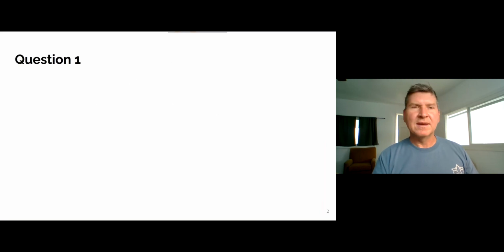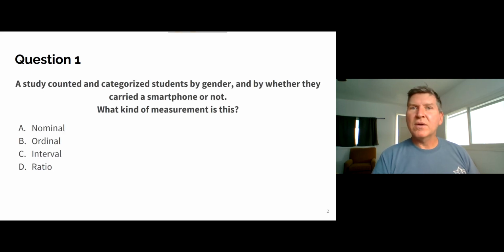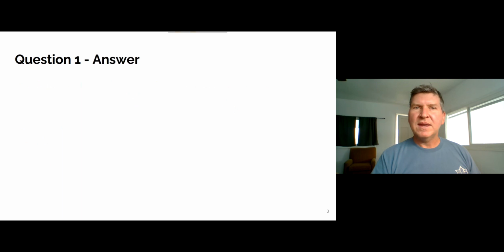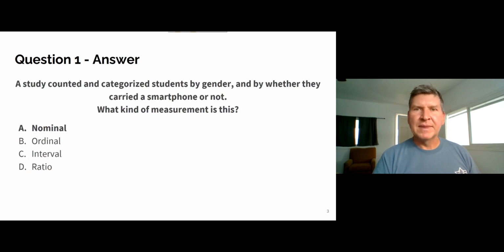So let's get started. First, let's go back through a review on what we covered in the last lecture. A study counted and categorized students by gender and by whether they carried a smartphone or not. What kind of measurement is this? Nominal, ordinal, interval, or ratio? Give you a second here. The answer is nominal. You can see that we can't imply any kind of order by their answers. There's certainly no interval or ratio involved, so the only possible answer here is nominal.